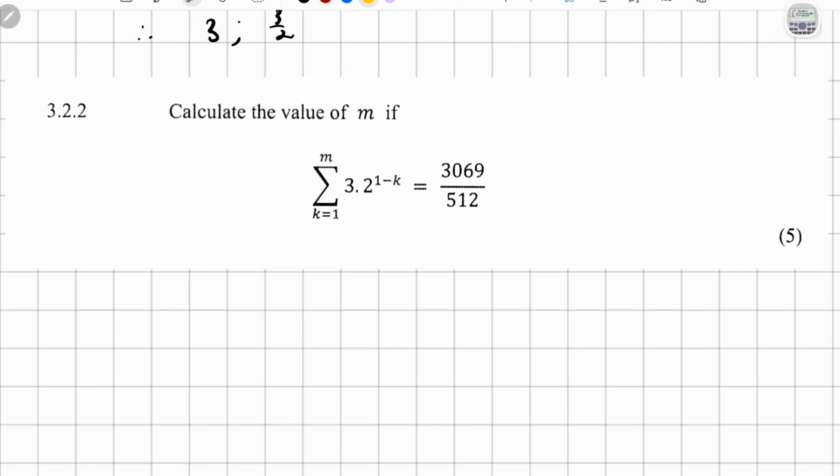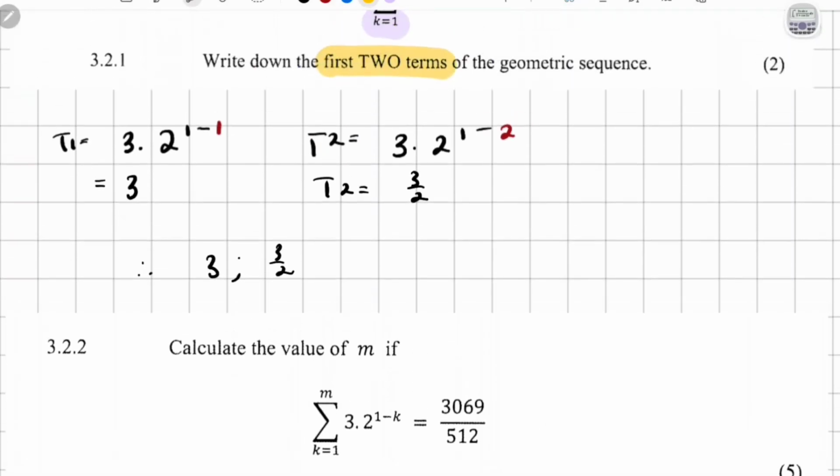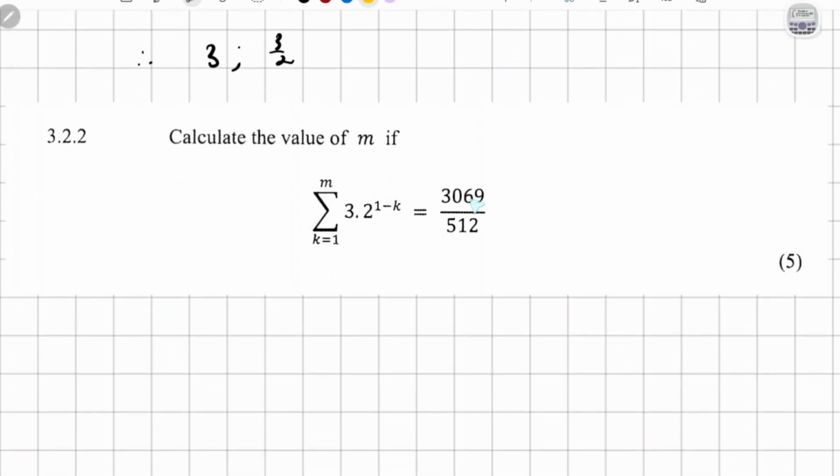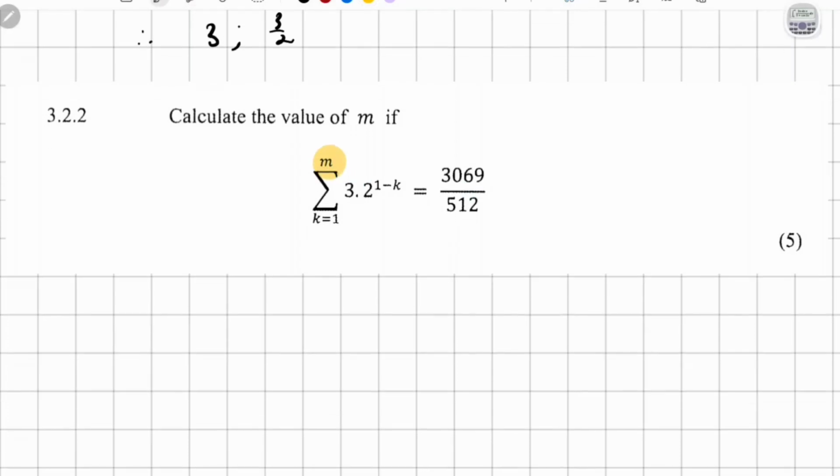The next question, 3.2.2, says calculate the value of m if, as you can see, it's the exact same thing, if the sum of this series is equal to this number. So we just have to find the value of m. Since we are working with a series and sigma is speaking about the sum, they're basically telling us that the sum from k equal to 1 all the way to m is equal to this number.